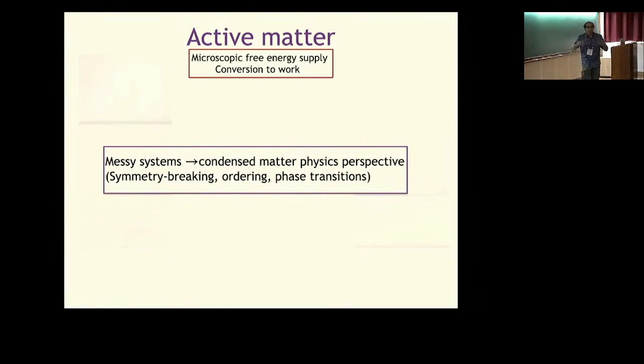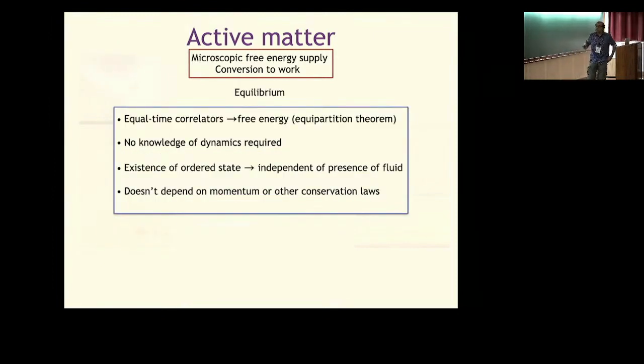That is, I'll ask questions about broken symmetry, what kind of symmetries can be broken, what happens to ordering transitions, what happens to phase transitions, etc. And I know how to do that in equilibrium very well. So we have a free energy from which one can, in principle, calculate equal time correlators. And if I know that, I know what phases are, or what phase transitions are allowed, what symmetries can be broken. And what that means is I don't need to know anything about the dynamics to know whether a phase is possible or not, and what the equal time properties of that phase are.